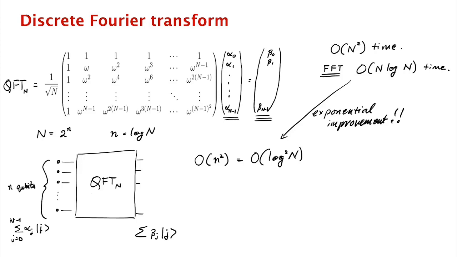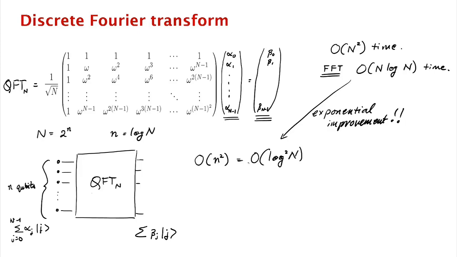Okay, so remember I said going from n squared to n log n was a remarkable achievement. It has changed the world we live in. Whereas quantum computing gives us this exponential improvement. Now, where's the catch? So there's a catch.